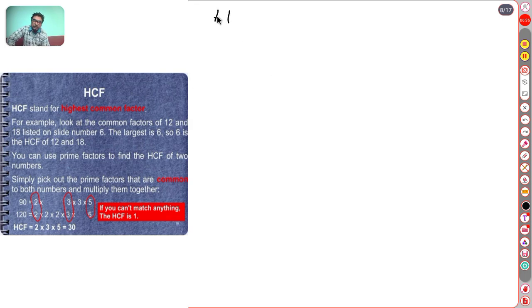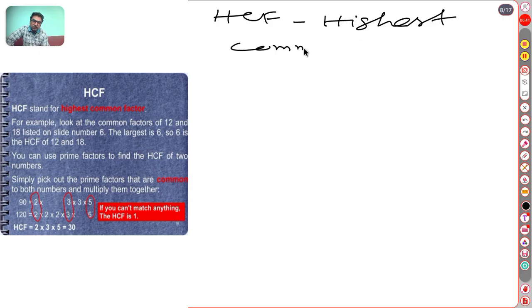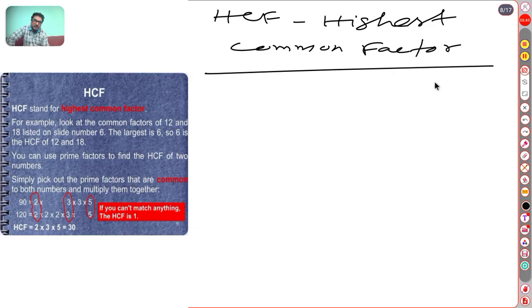Now HCF. What is the full form of HCF? HCF means highest common factor. We have to determine the HCF of 12 and 18.